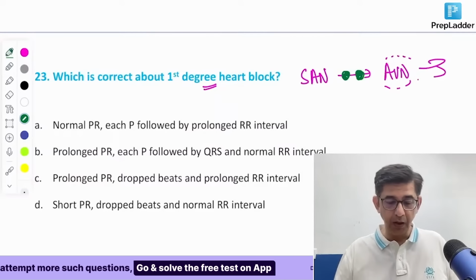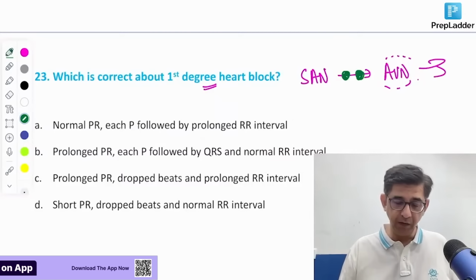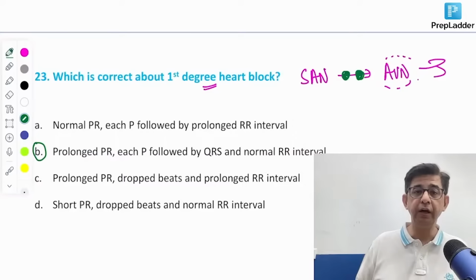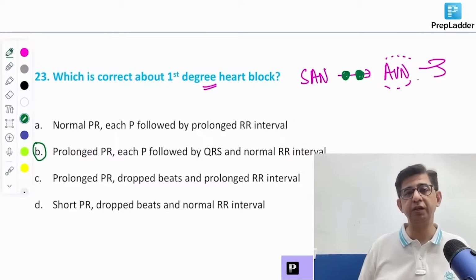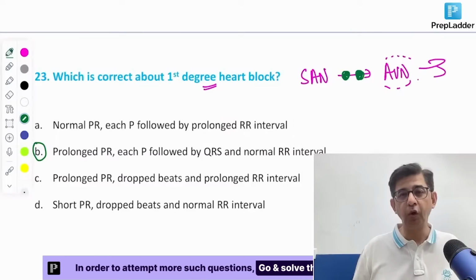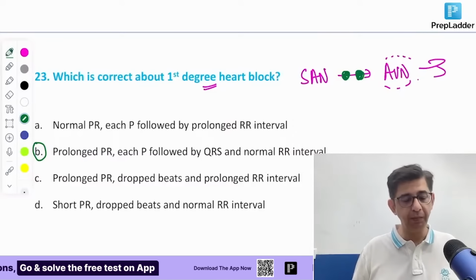That's where the damage is present. Yes. Each P is followed by a QRS and a normal RR interval. Perfectly right. The correct answer to this question is option number B. RR interval does not get prolonged in first degree heart block. It is rather in Mobitz 2 where the RR interval will get prolonged, but here it will be normal. The correct answer for this question is option number B.